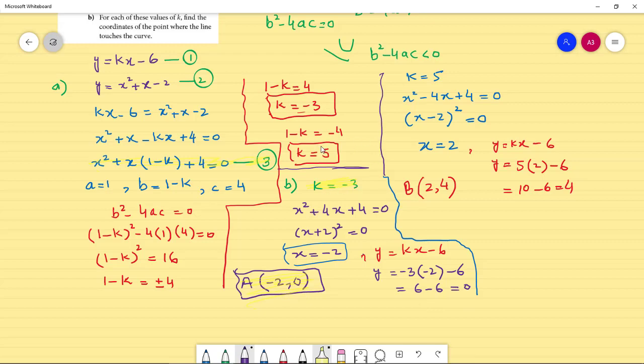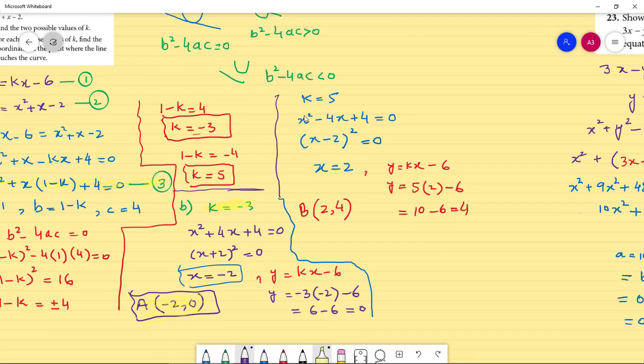Now k is equal to 5, then put this value into the third equation again. For k is equal to 5, x squared minus 4x plus 4, then x is equal to 2, and y is equal to 4. Then the point is 2 and 4 if k is equal to 5. If k is equal to minus 3, then the point would be minus 2 and 0. If k is equal to 5, then the point would be 2 and 4.